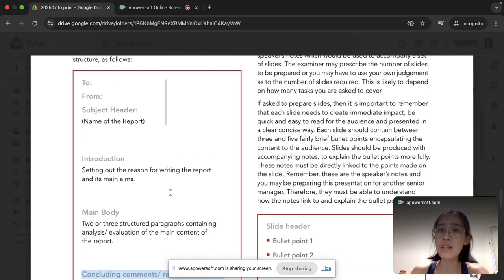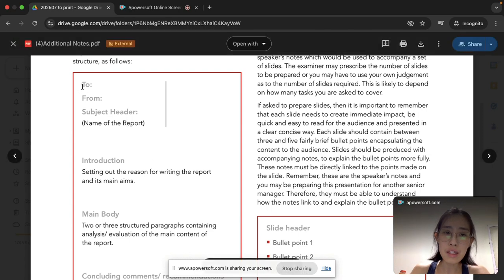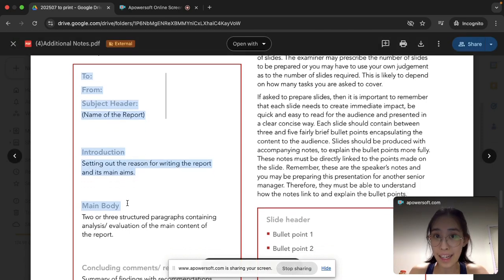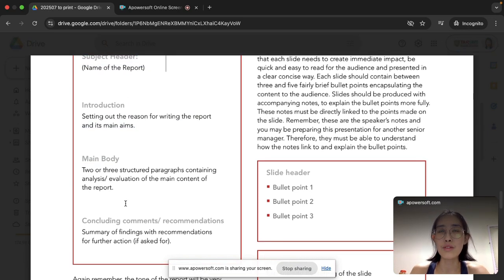So a report is a very formal document because it can be addressed or issued to an external party. So all this content must be there, right? Must be there so that you can demonstrate professionalism in writing the report.